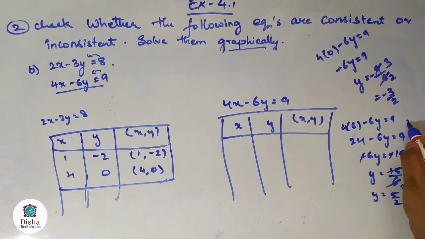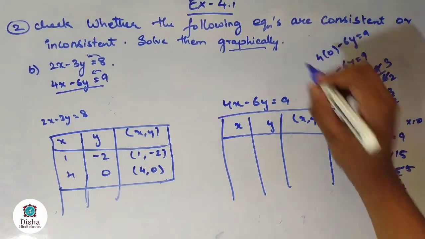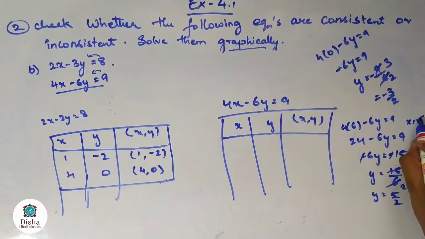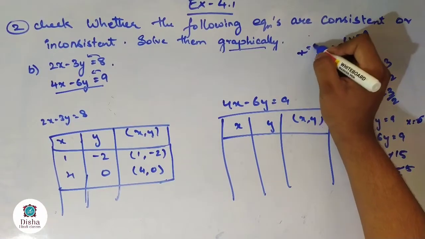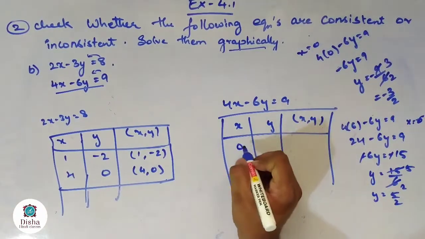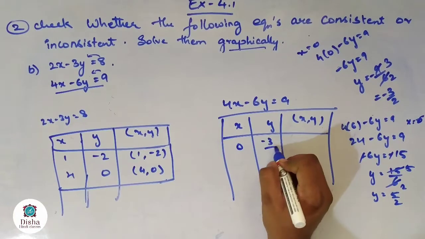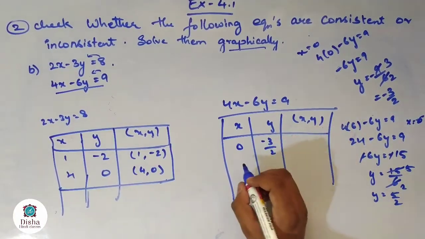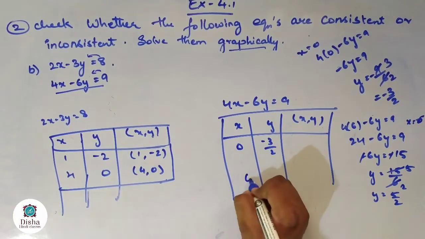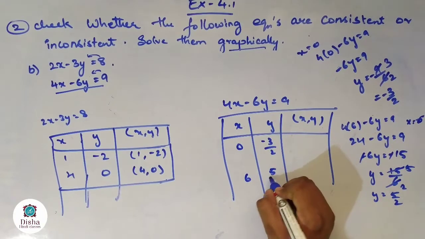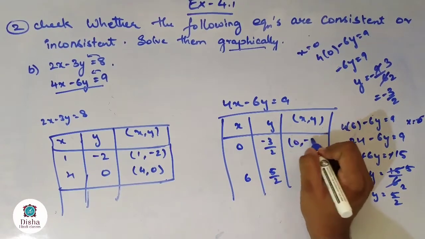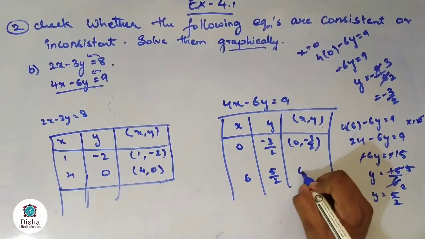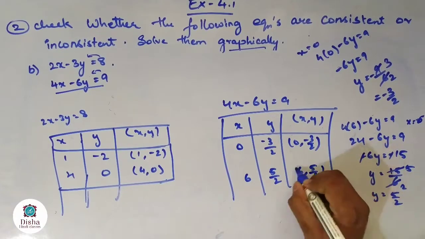So it is for x equals 0. It is for x equals 6. So when x is 0, what do we get? Y is minus 3 by 2. If x is 6, what will we get? Y as 5 by 2. So the points are 0 comma minus 3 by 2, and 6 comma 5 by 2.